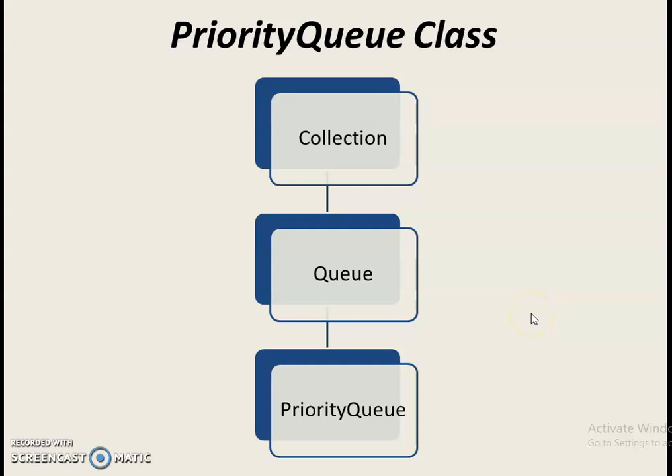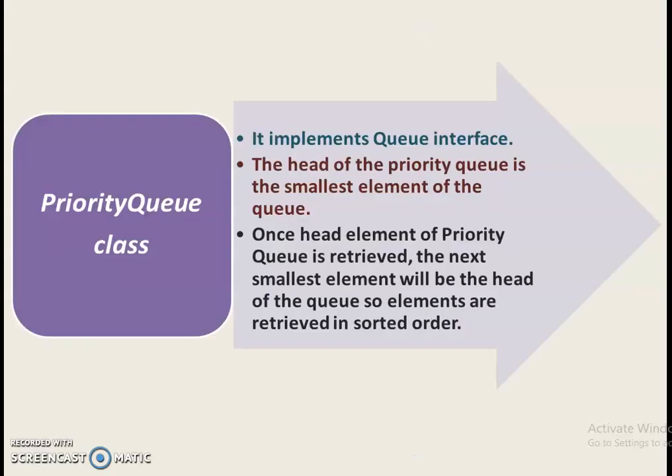So as we know that Queue is an interface, and for implementation we need a class. So here we have the PriorityQueue class. This class implements the Queue interface, and we know that the Queue interface extends the Collection interface, right? So now in this class, inside PriorityQueue, we have all the methods of the Collection and Queue interfaces, right? Now just see what the PriorityQueue class is.